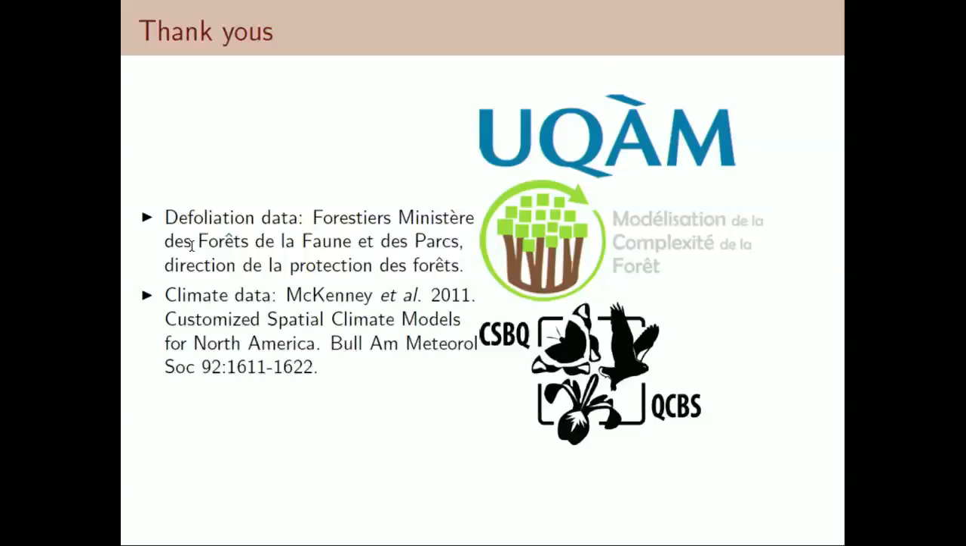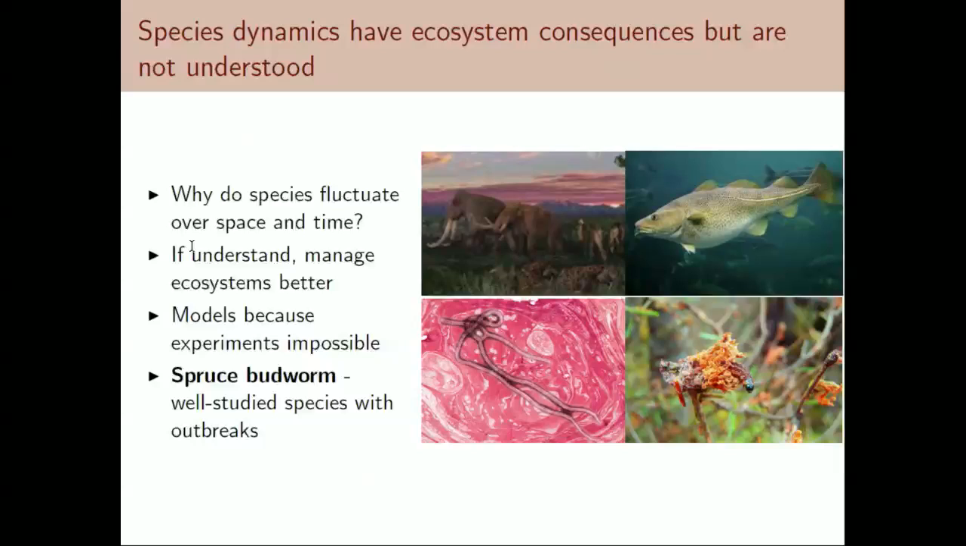As species dynamics, if you think of these different examples, have large ecosystem consequences, but they're not completely understood. You can think of paleo megafauna extinctions or the cod, or even the dynamics of outbreaks like Ebola. And so the question is, why do they fluctuate in space and time? And if we can understand these fluctuations, we could manage them better.